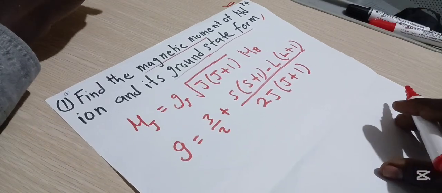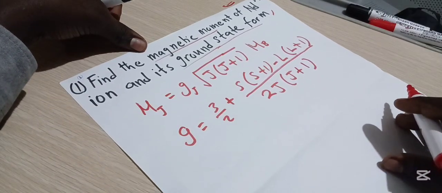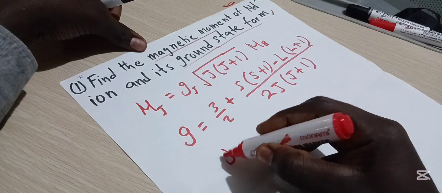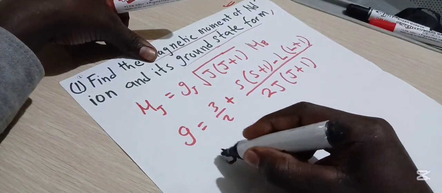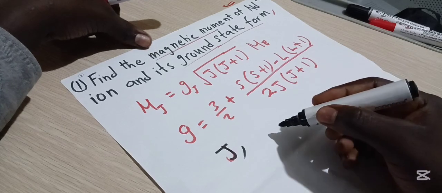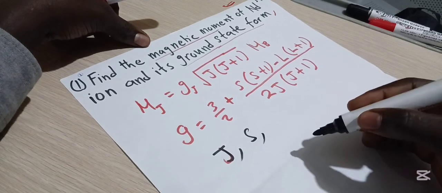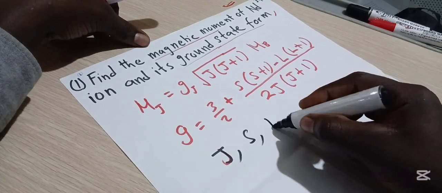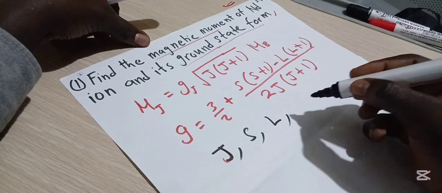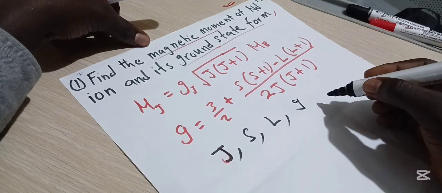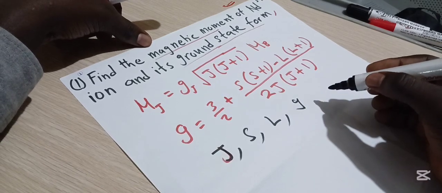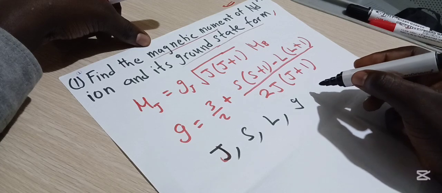So in this case, we need the value for J, the value for S, L, and then J before we'll be able to calculate the magnetic moment.